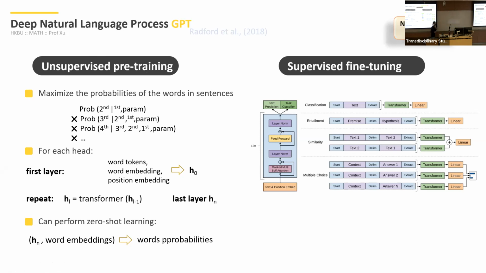Then it will use some kind of fine tuning. They call it supervised fine tuning, and it gets GPT to solve some tasks, including classification, alignment, entailment, similarity, and multiple choice. These are actually the labeled supervised tasks for the GPT model to fine tune its parameters.